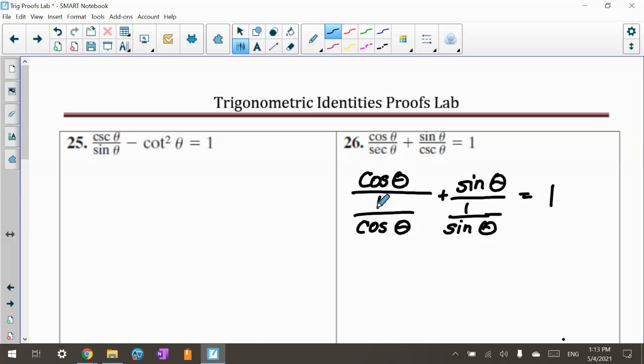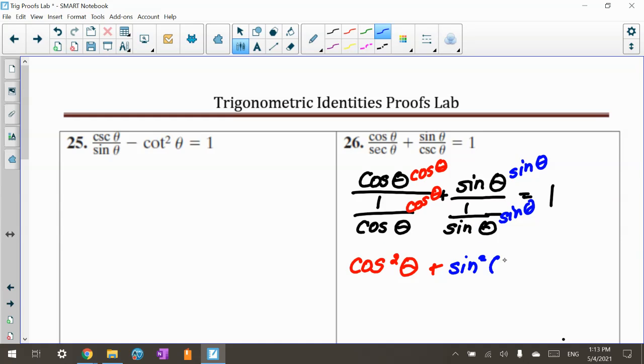Again, you can say, oh, cosine divided by a fraction is the same thing as saying cosine times cosine over 1. Or, because this is a complex fraction, I can multiply the top and bottom by the common denominator, which is cosine of theta. So you end up with cosine squared theta here, plus over here, I've got the common denominator of sine theta. So these cancel here, just like those cancel here. So I end up with sine squared theta, and it equals 1. And guess what? Cosine squared plus sine squared is 1. So I have 1 equals 1, and I prove that identity.